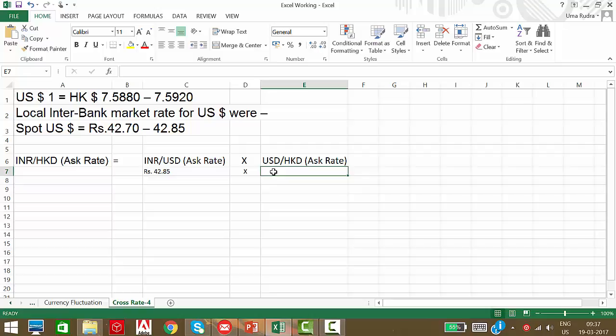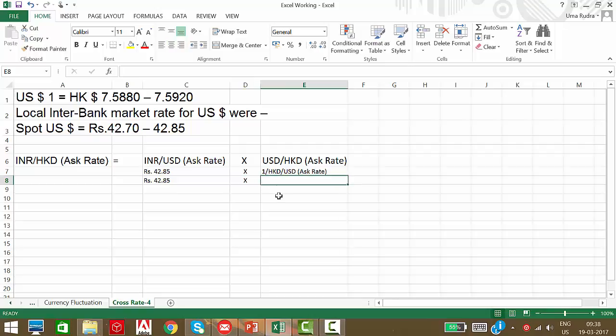As we have seen in my earlier video lesson, when it is reverse, in order to get the ask rate, I have to do 1 divided by HKD by USD. That ask rate is required. How will I get that ask rate? Let me copy this.